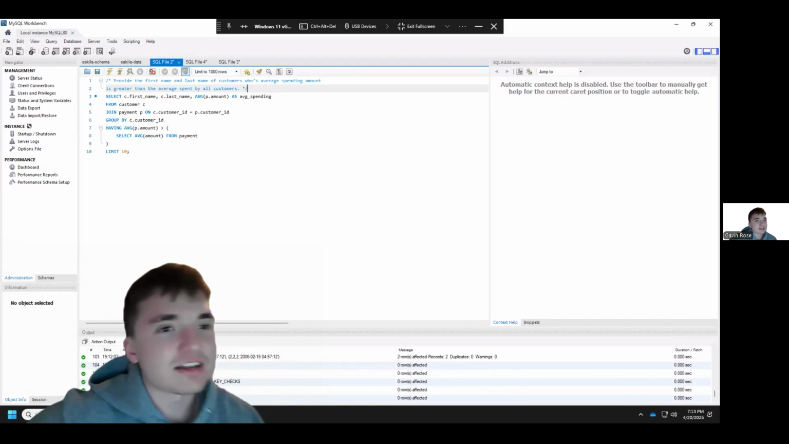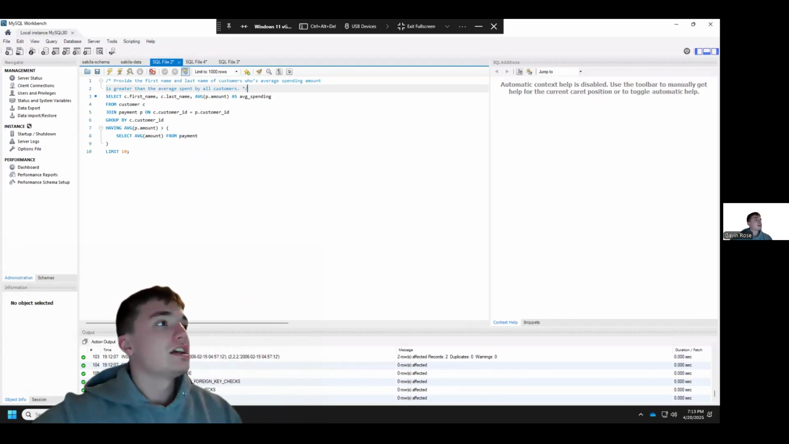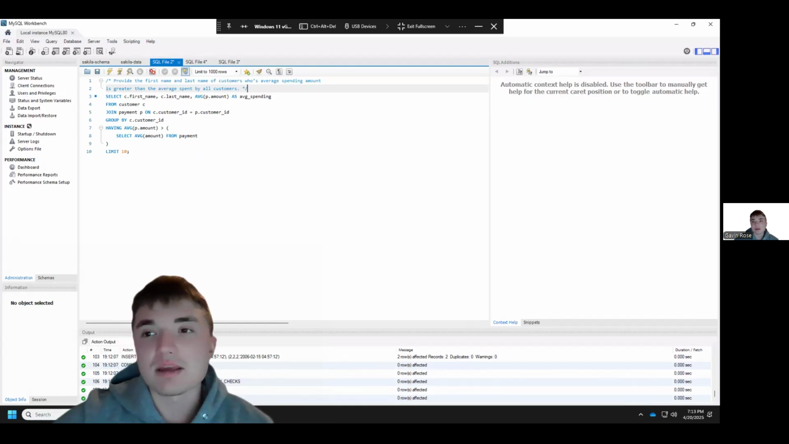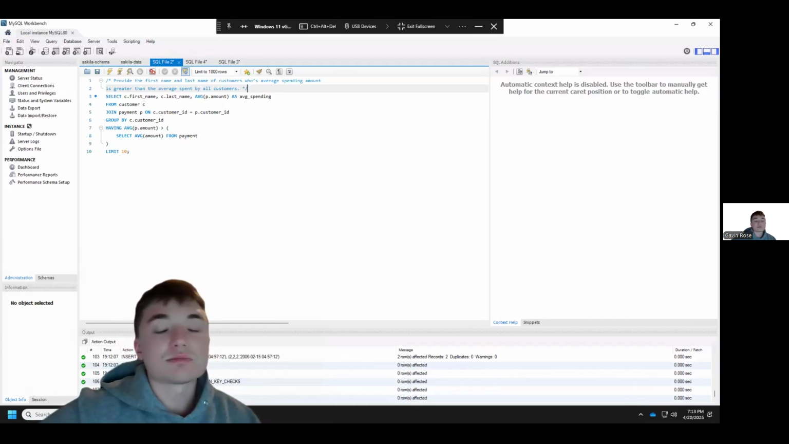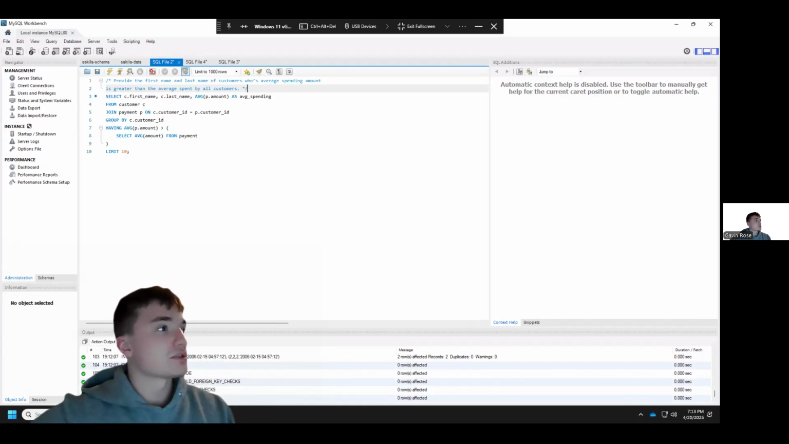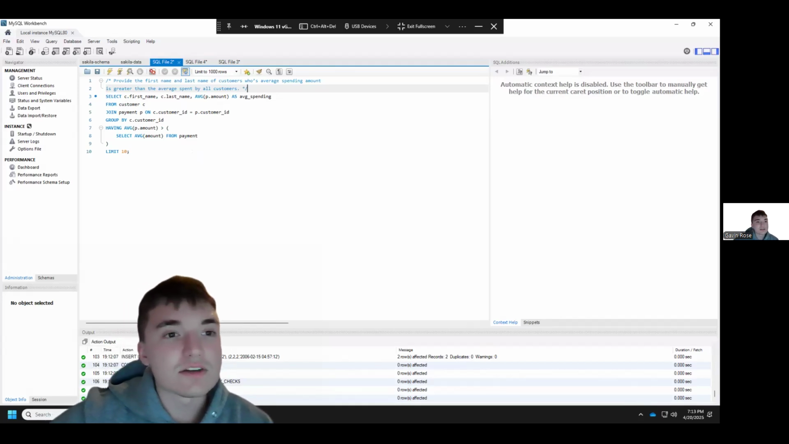Moving on to the next line of code, we have JOIN payment p ON c.customer_id = p.customer_id. So this is joining the payment and customer tables where the customer ID in the customer table is the same as the customer ID in the payment table. Moving on to the next line of code, we have GROUP BY customer_id. And what this does is group the results by each individual customer. Pretty simple line of code there.